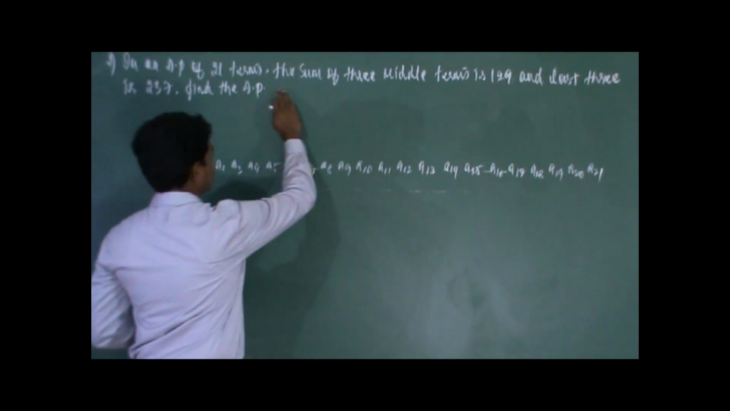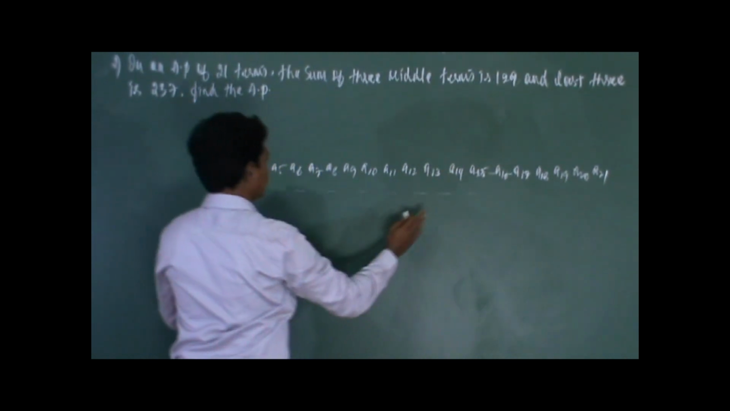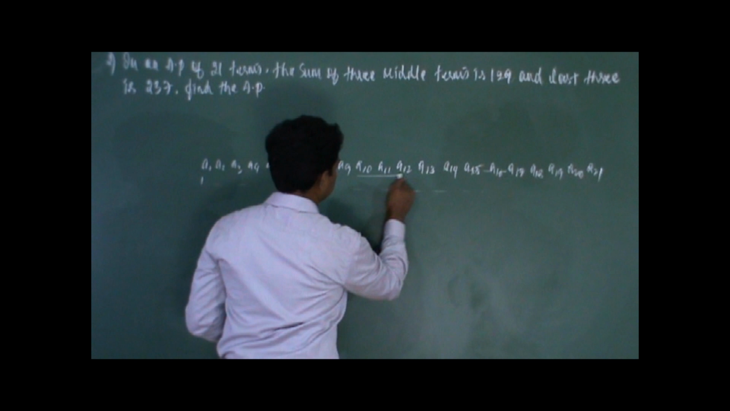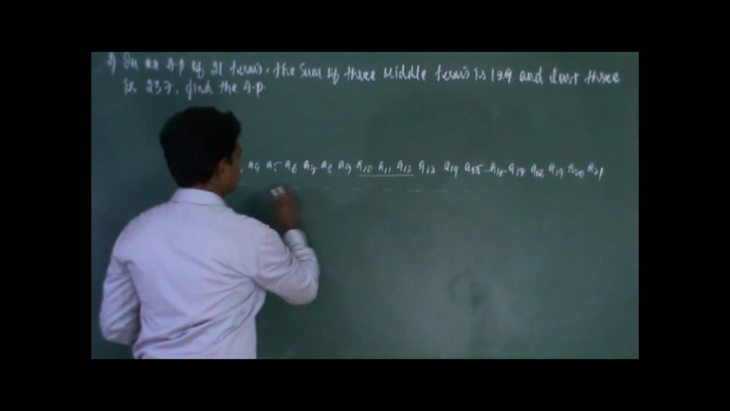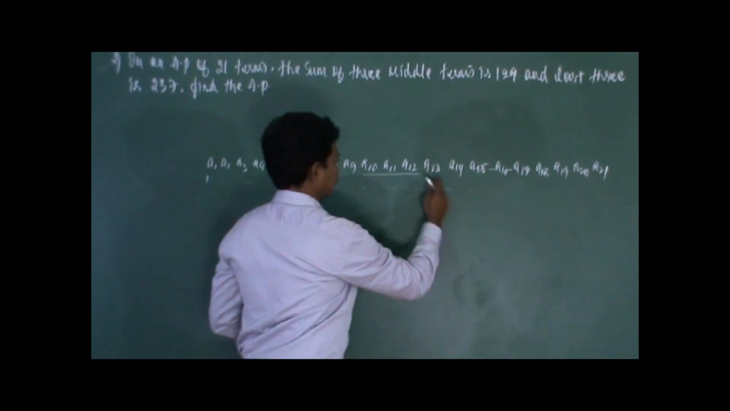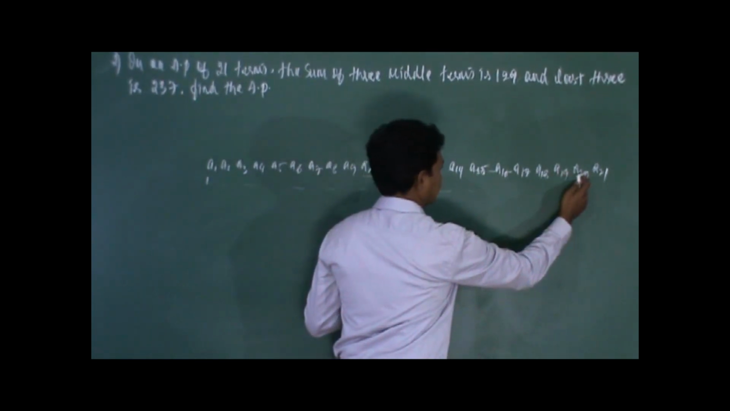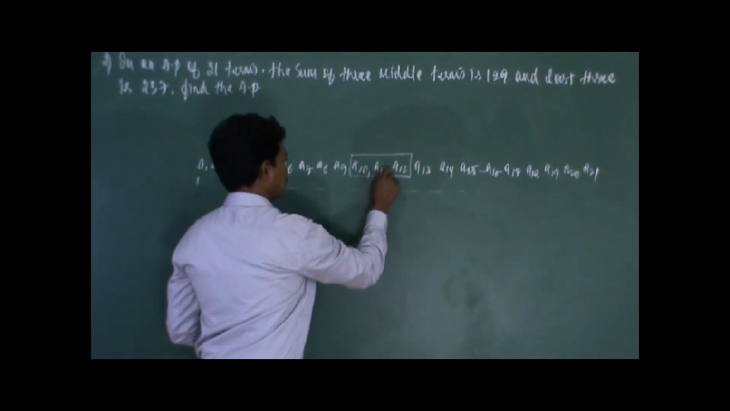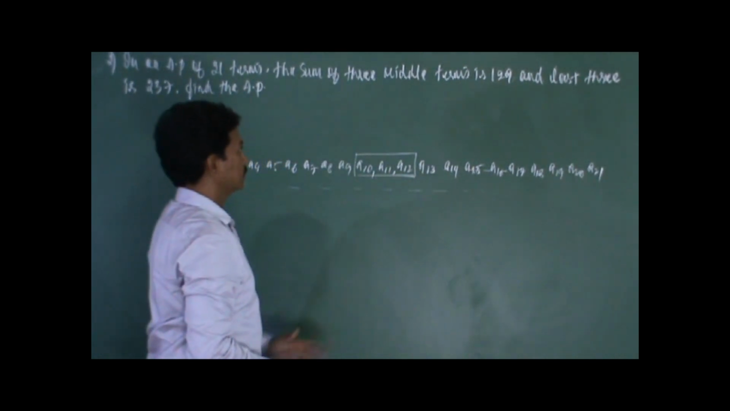So here, which 3 are the middle terms? You can take A10, A11 and A12. Count this side 1, 2, 3, 4, 5, 6, 7, 8, 9. And on this side also 1, 2, 3, 4, 5, 6, 7, 8, 9. So A10, A11 and A12 are the 3 middle terms.